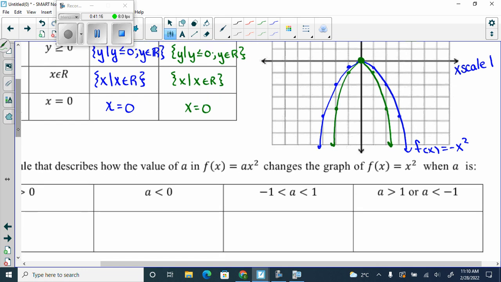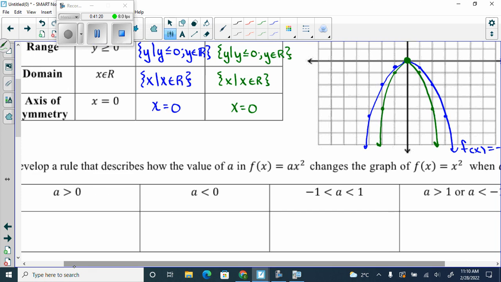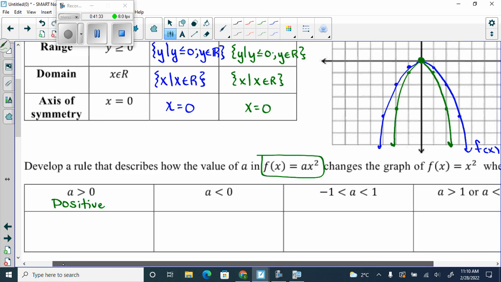So we're just going to talk about the first two because the last two kind of confuse people. If a is greater than 0, which means a is positive, so this is in the form like this. What happens to the graph? It's concave up. And if a is less than 0 or negative, it's concave down. You got it.